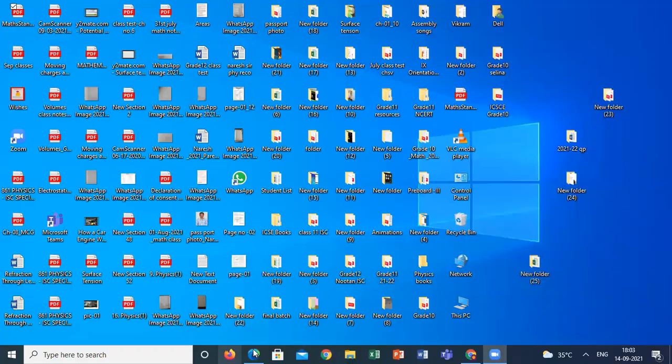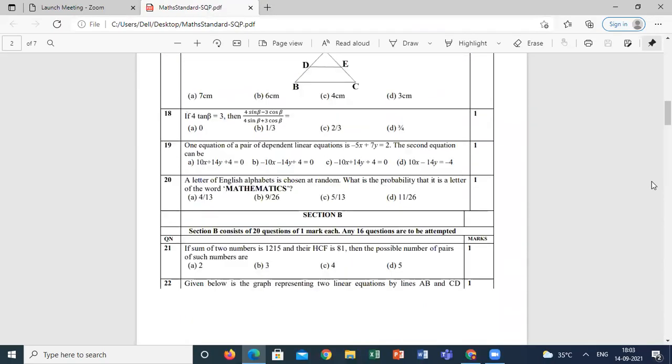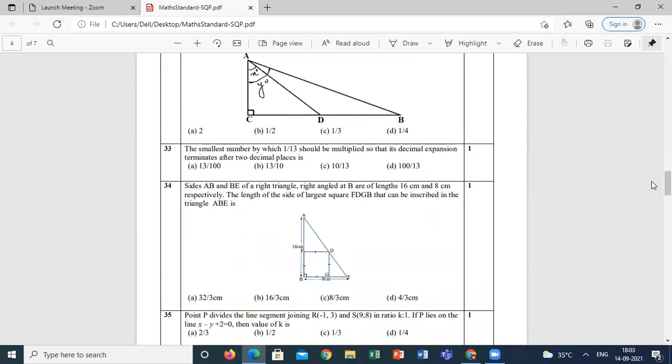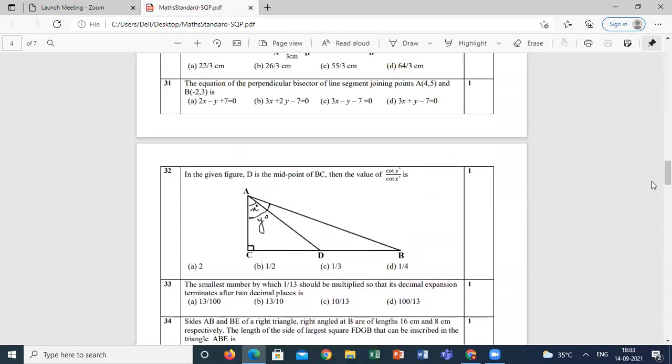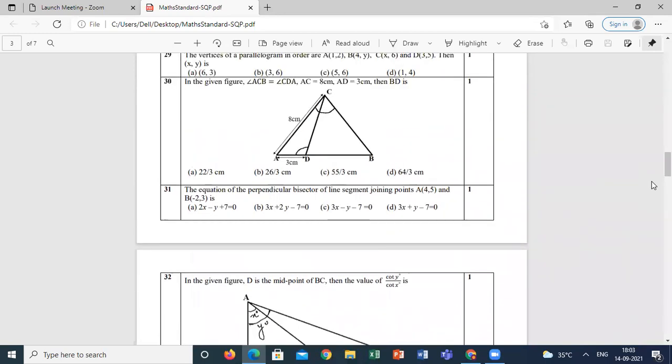We will complete the rest of the sample question paper. We will wait for a few minutes for others. Anyone tried the sample question paper? Yesterday, after my class, students, please. We have done up to 30, the similar triangles concept.